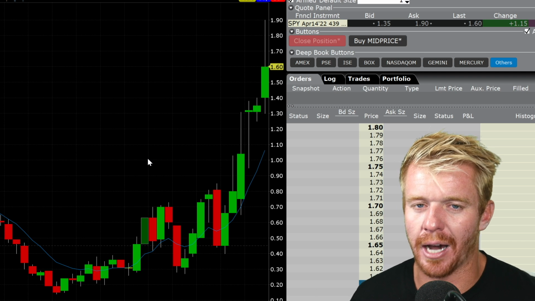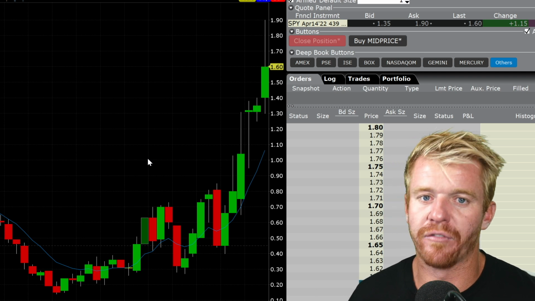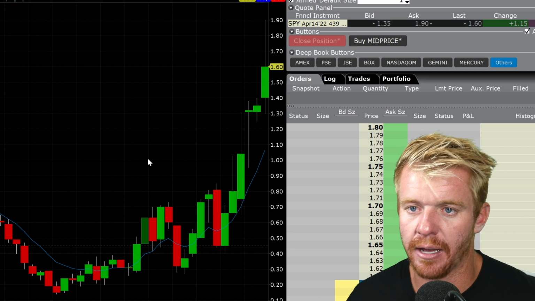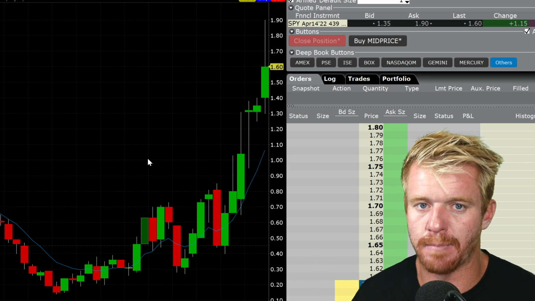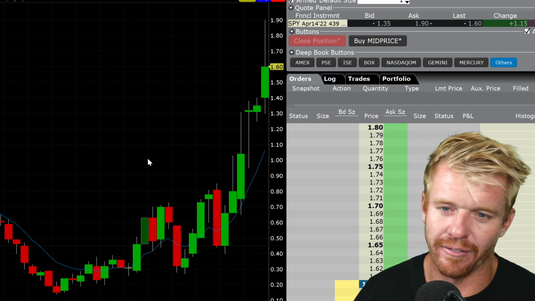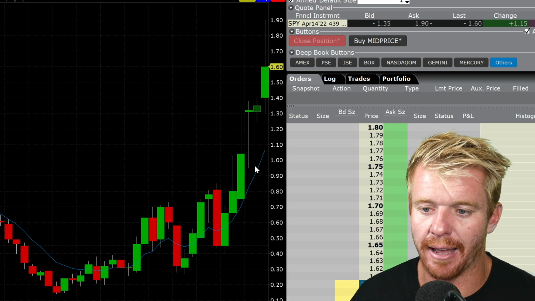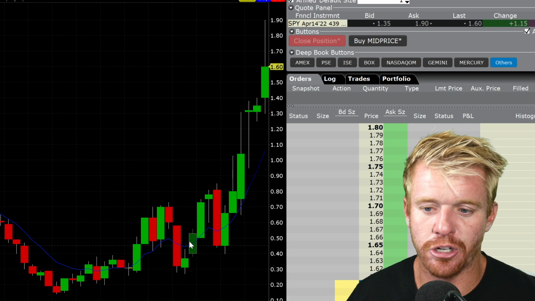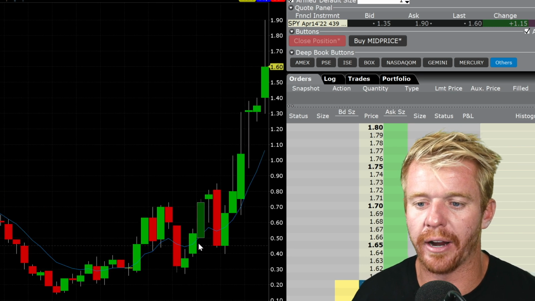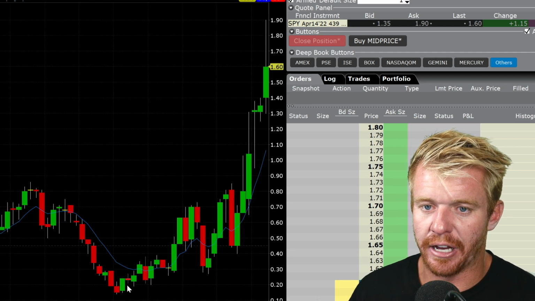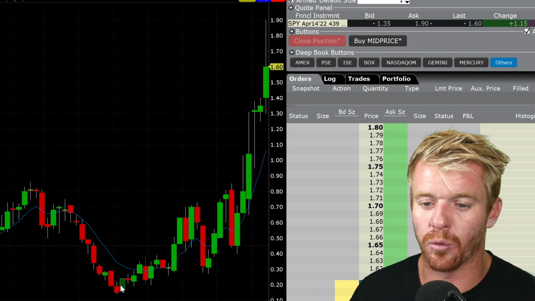When it comes to the options themselves, I'm much more focused on the actual index or the actual stock, the SPY. So if I'm trading options on the SPY, then I'm focused on the SPY chart, not the options chart, if that makes sense. At the end of the day, I maybe don't even need this chart here, but it gives me an idea of where the high was.